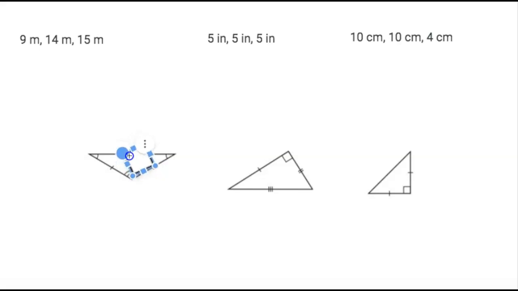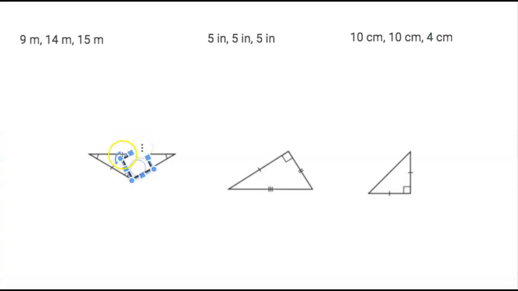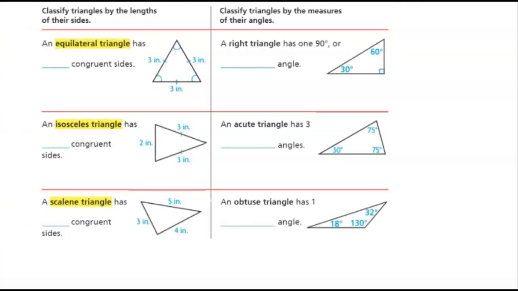And oops, why does it keep doing that? And then drag it into the edge. And it is a little bit bigger than my square, so that is going to be an obtuse angle. Okay, so I'm going to call this one isosceles.